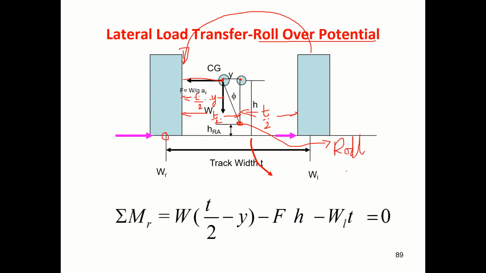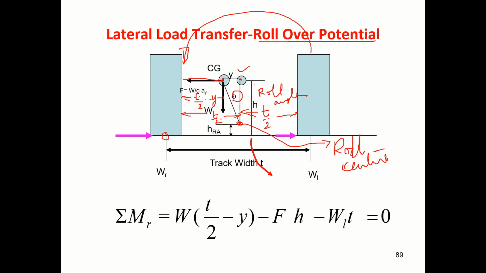So later I'll explain about rolling, roll centers, everything. Okay, this is roll center. HRA is called roll center height. Fine. Now from this it is possible, this height is H minus HRA. This is what you call it as roll angle. So from here it is possible to find y. Correct?